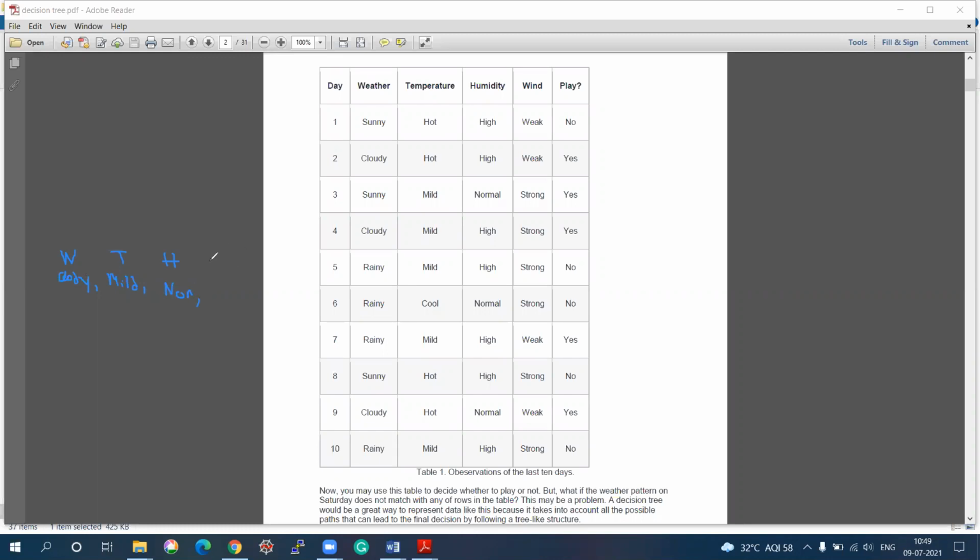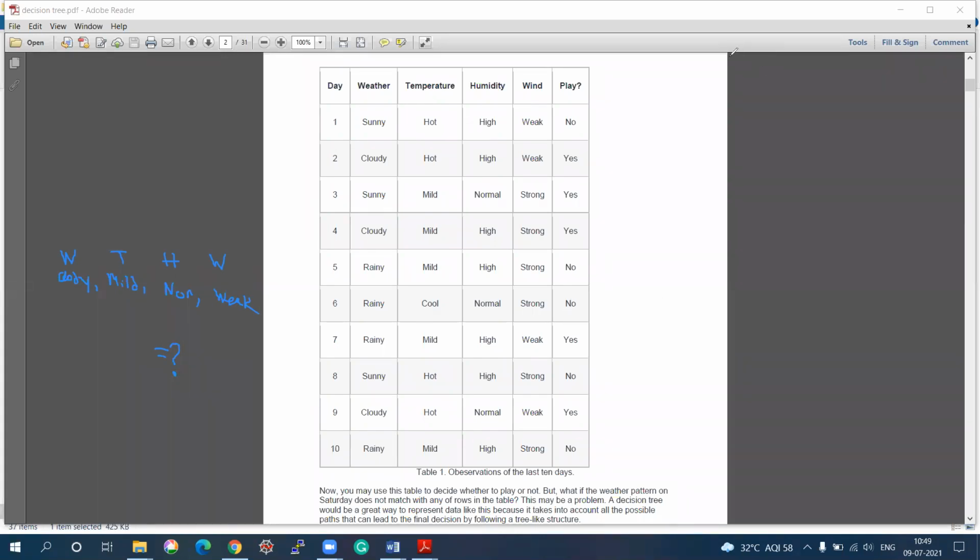The last attribute value. Suppose I am taking the last attribute value, which is wind. Wind is our what? Weak. Wind is weak. Then what will be the result? If this instance comes, what will be the result? Whether it will play or not.